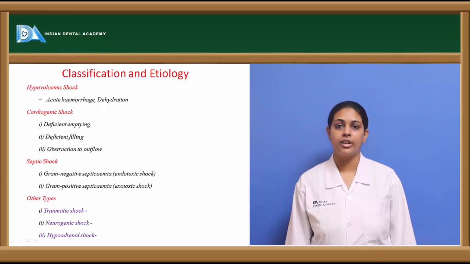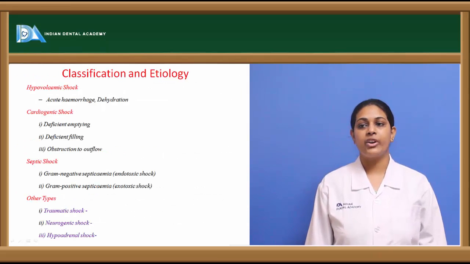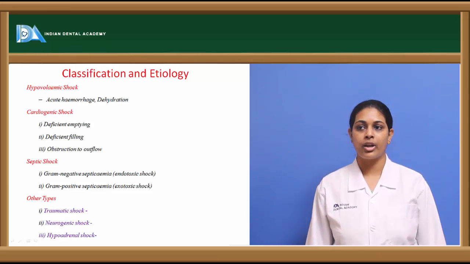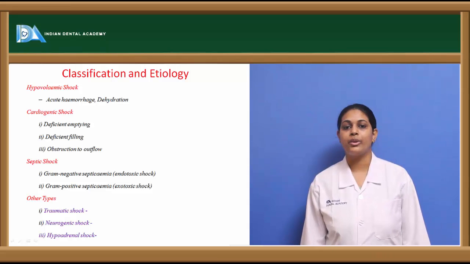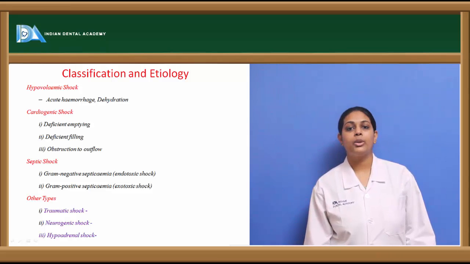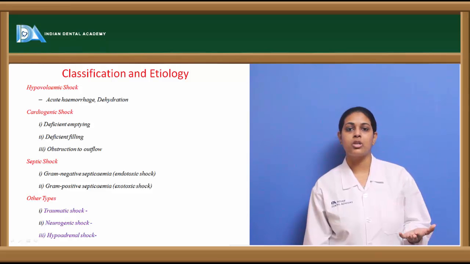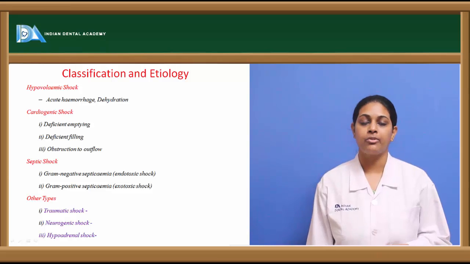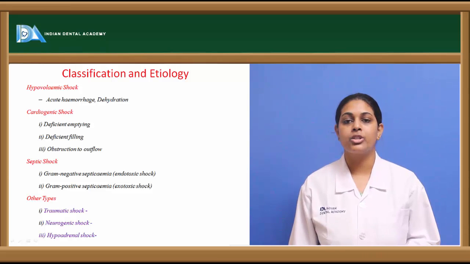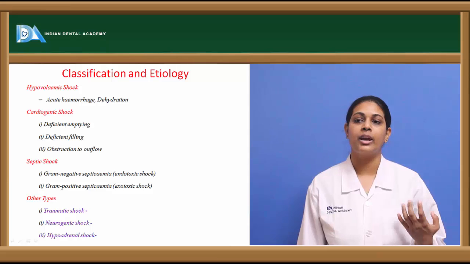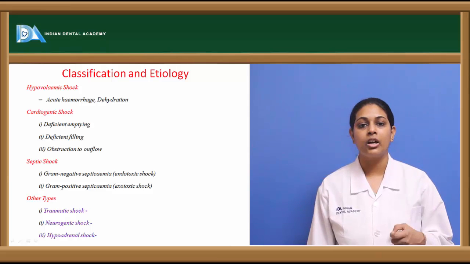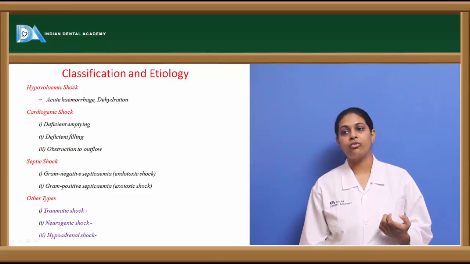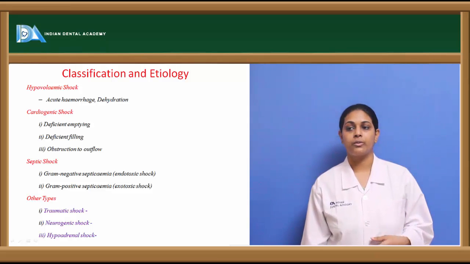Coming to the classification and etiology of shock, usually it can be classified into hypovolemic shock, which is seen in conditions such as acute hemorrhage and dehydration. When there is loss of blood volume or water from the body, it might result in hypovolemic shock. Another type of shock is cardiogenic shock. It is usually seen in conditions when there is deficient emptying or deficient filling of blood, or when there is obstruction to the normal circulatory blood flow.